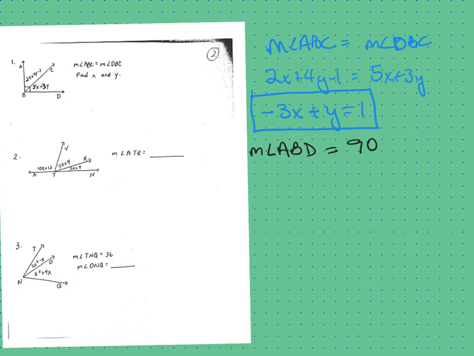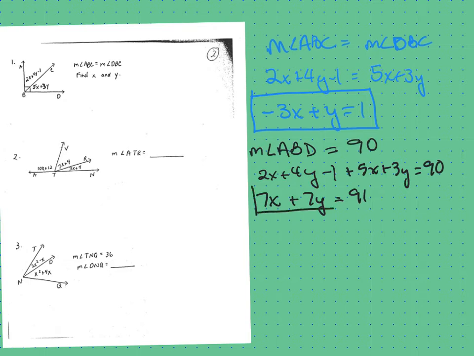So since I see that the angle ABD is made up of those other two angles, I can start to rewrite the measure of angle ABD as 2x plus 4y minus 1 plus 5x plus 3y and set that equal to 90. Now let's collect like terms. We have 7x plus 7y equals 91. Now I'm going to put a box around that as well. And so now I have two equations.